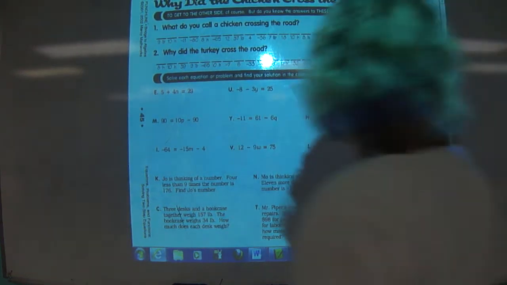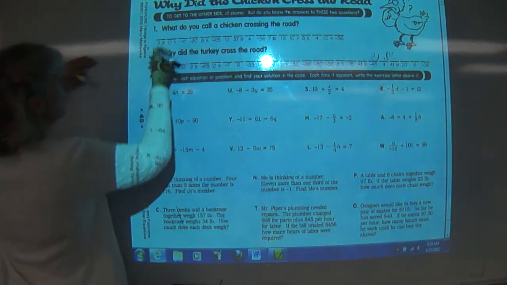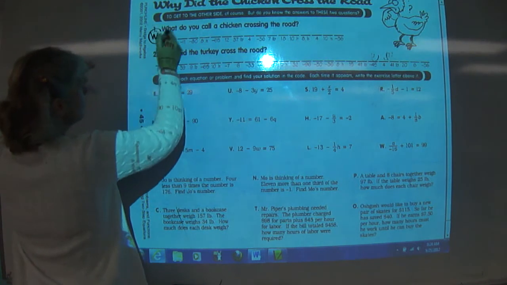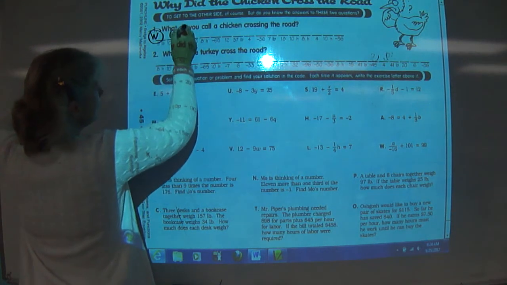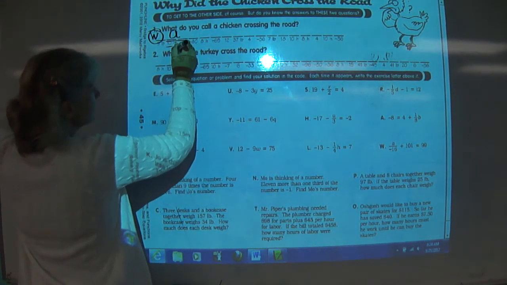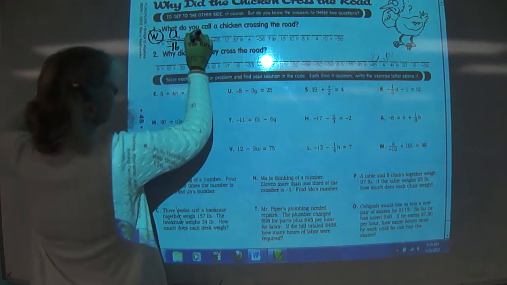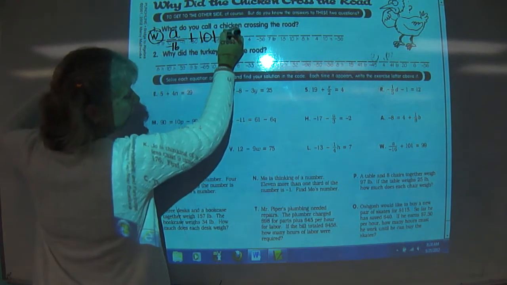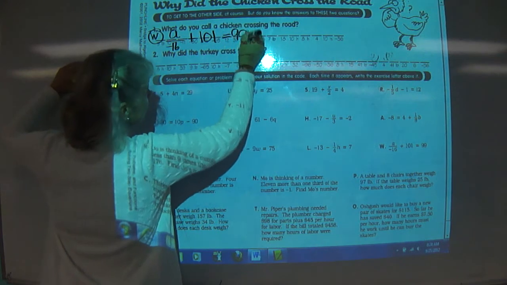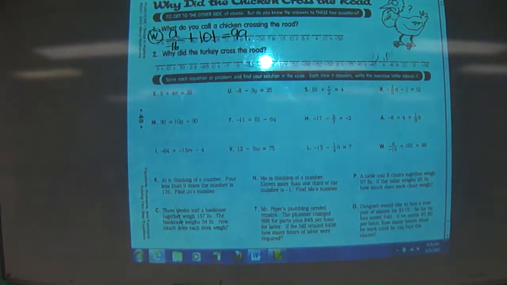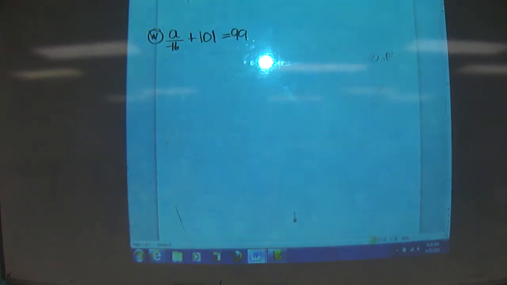All right. The crowd yelled for W, so W is the one we're going to do. I'm going to write it up here and go to blank paper. Negative 16 plus 101 equals 99. It looks like a bunch of highways to me. Okay. 101, you know, north-south, 99 north-south in the middle of the state. All right. So, that's the math.